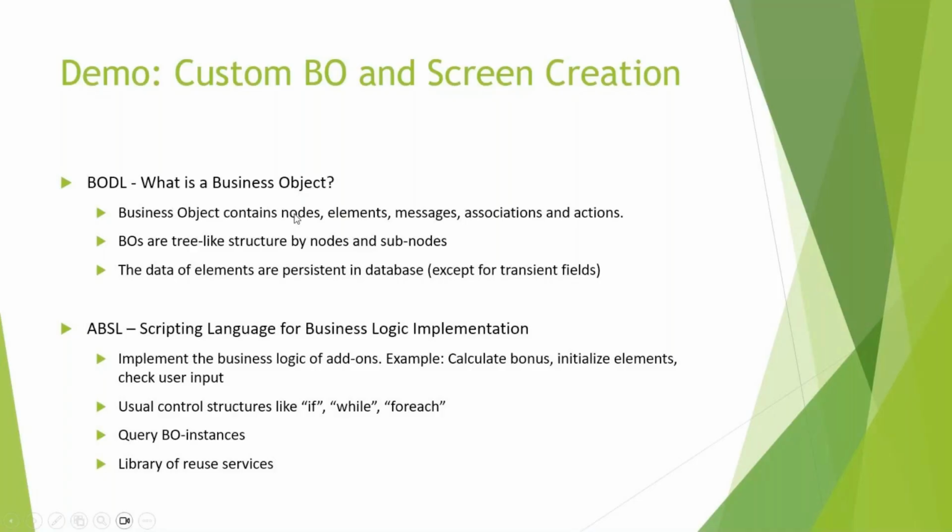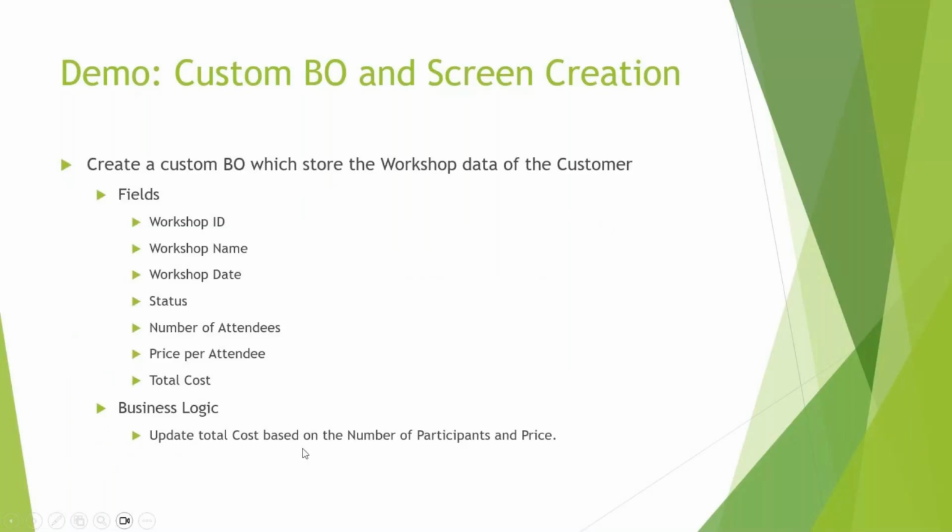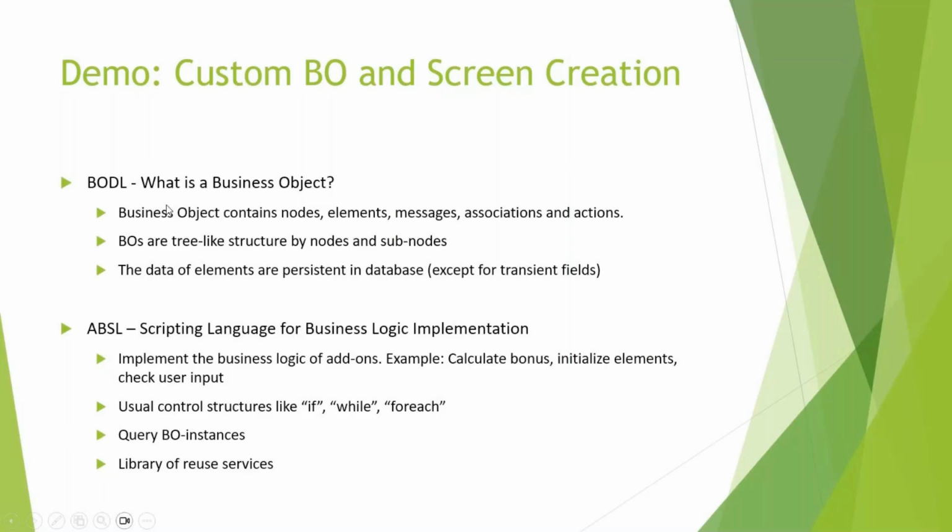The messages are something we can define in a business object to show, let's say, if there are any errors or warnings. We have to define it in a business object, then you have to use it in a script. So BODL is mainly used to structure the business object: what are the fields required, what are the nodes, and what are the actions. Let's say we have this action here, total cost calculation. We just define it here, and then in the ABSL script, we will use it for the calculation of those things.